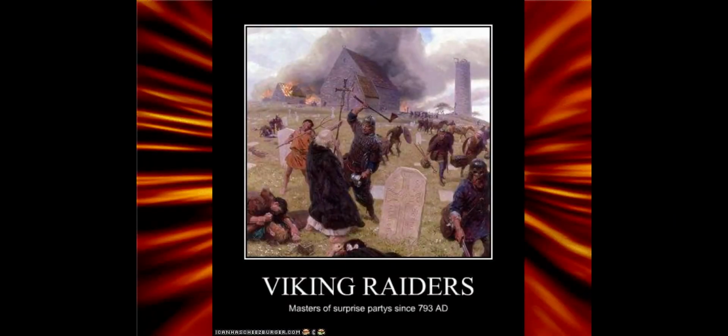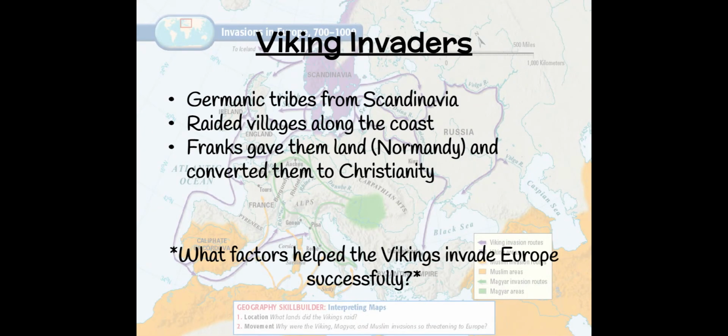So these kingdoms were attacked by the Vikings, who were explorers and warriors from Northern Europe, what's now called Scandinavia. These Vikings destroyed towns and attacked local armies, and from there a new system was needed in order to bring about order. So what resulted was a European brand of feudalism. When the Viking invaders came, they were Germanic tribes from Scandinavia, and they raided the villages along the coast. The Franks would give them land in Normandy and converted them to Christianity.